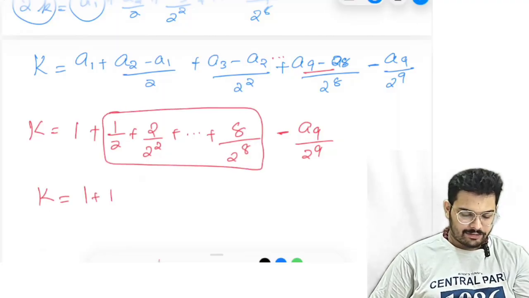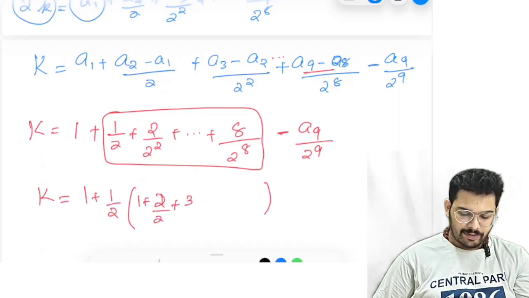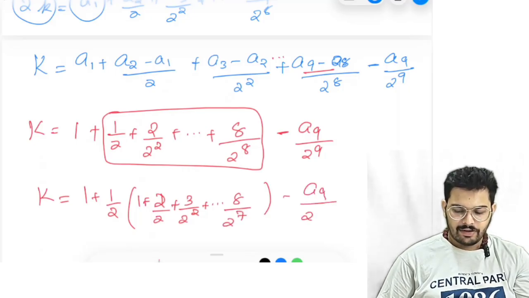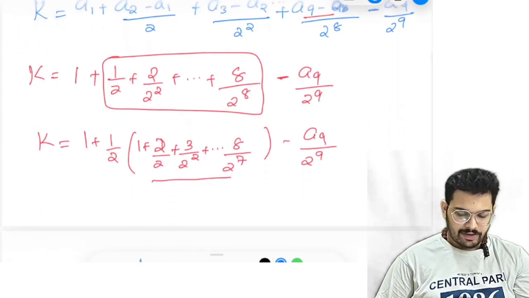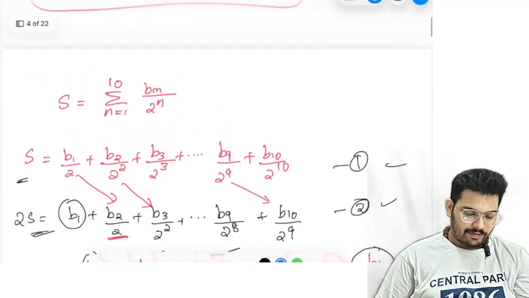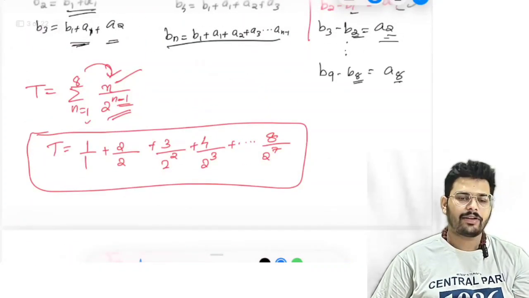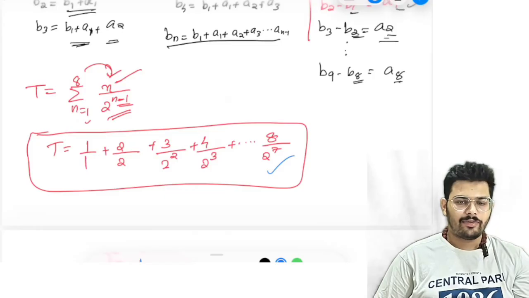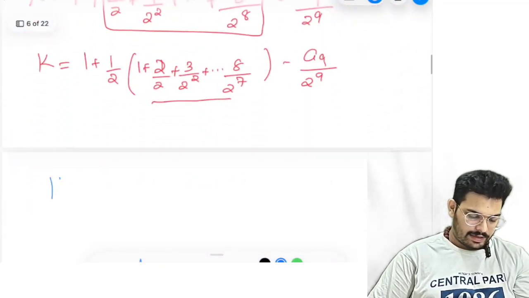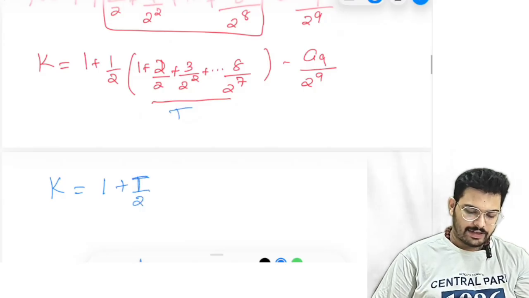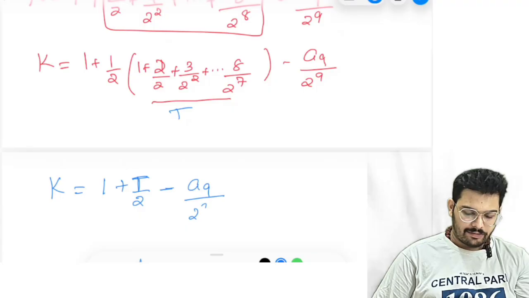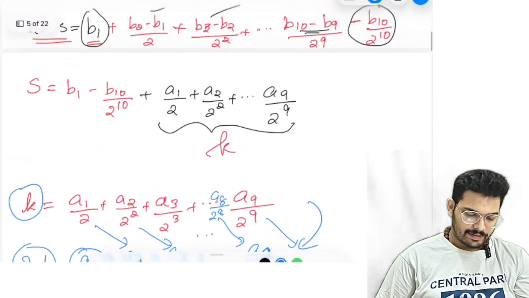From this value I am taking a half common. So when you take half common, it will become 1 plus 2 by 2 plus 3 by 2 square plus etc., 8 divided by 2 raised to 7 minus a9 divided by 2 raised to 9. Here this value 1 plus 2 by 2 plus 3 by 2 square plus etc. 8 divided by 2 raised to 7 will be equal to t. So this value will be substituted as t, which means k equals 1 plus t by 2 minus a9 divided by 2 raised to 9. Now k value we can substitute over here.